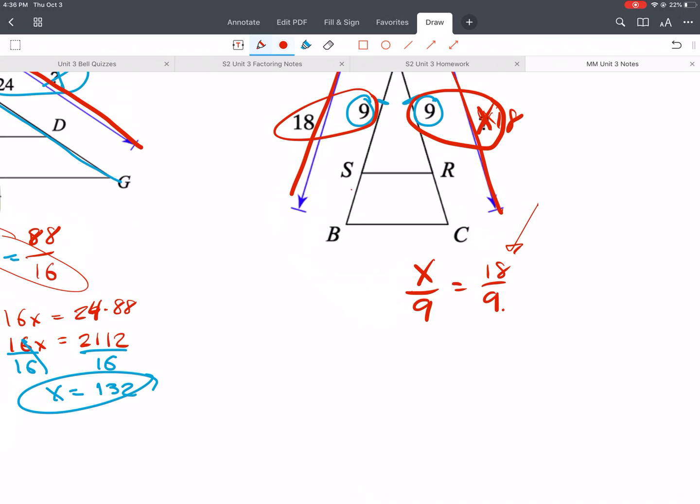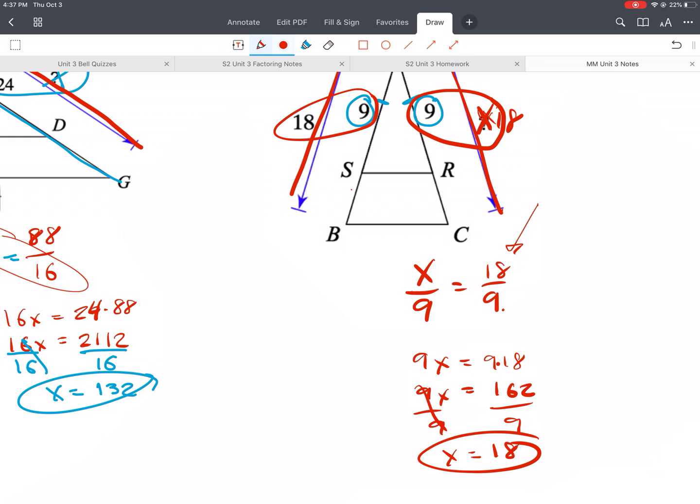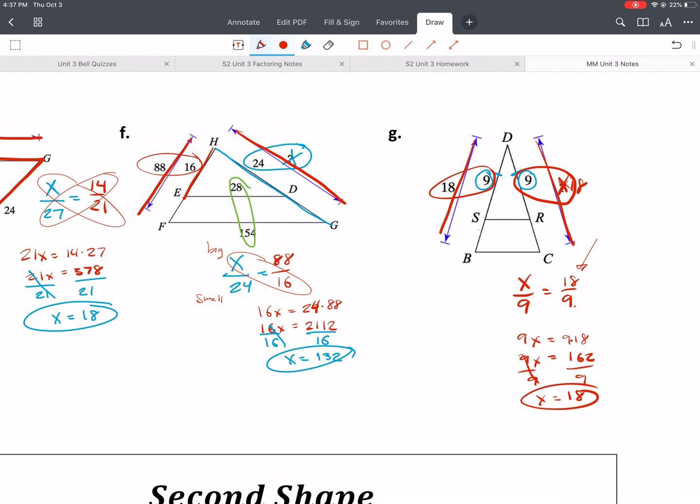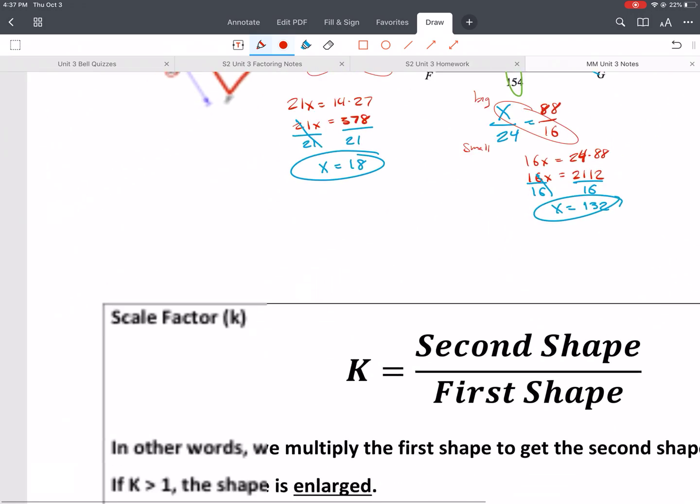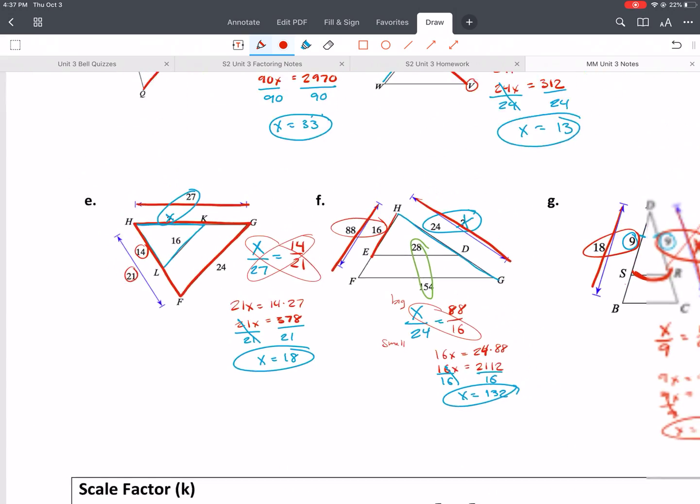Okay, cross multiply, you'd get 9x equals 9 times 18. You could do 9 times 18, and then that gives you 162 equals 9x. And then we would end up getting x equals, what do you get? 18. Okay? So that one's kind of nice. It kind of looks like a face. Okay? All right, so feel good about that.